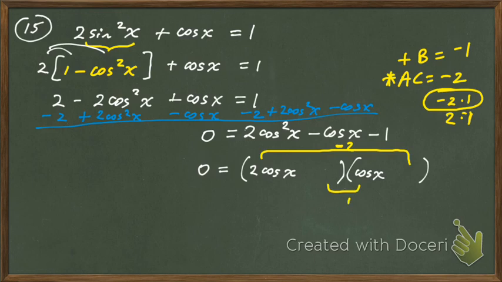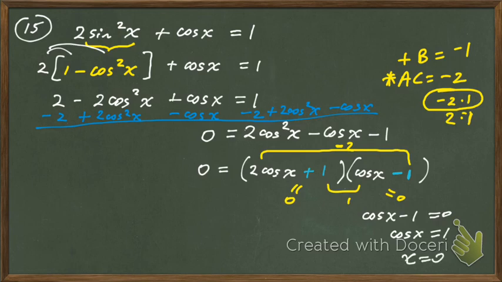So at this point, I do 2 times what equals -2? -1. 1 times what is 1? 1 times 1 is 1. Just like before, if something times something equals 0, I have to set each factor equal to 0. So if cosine x minus 1 equals 0, that means that cosine equals 1.